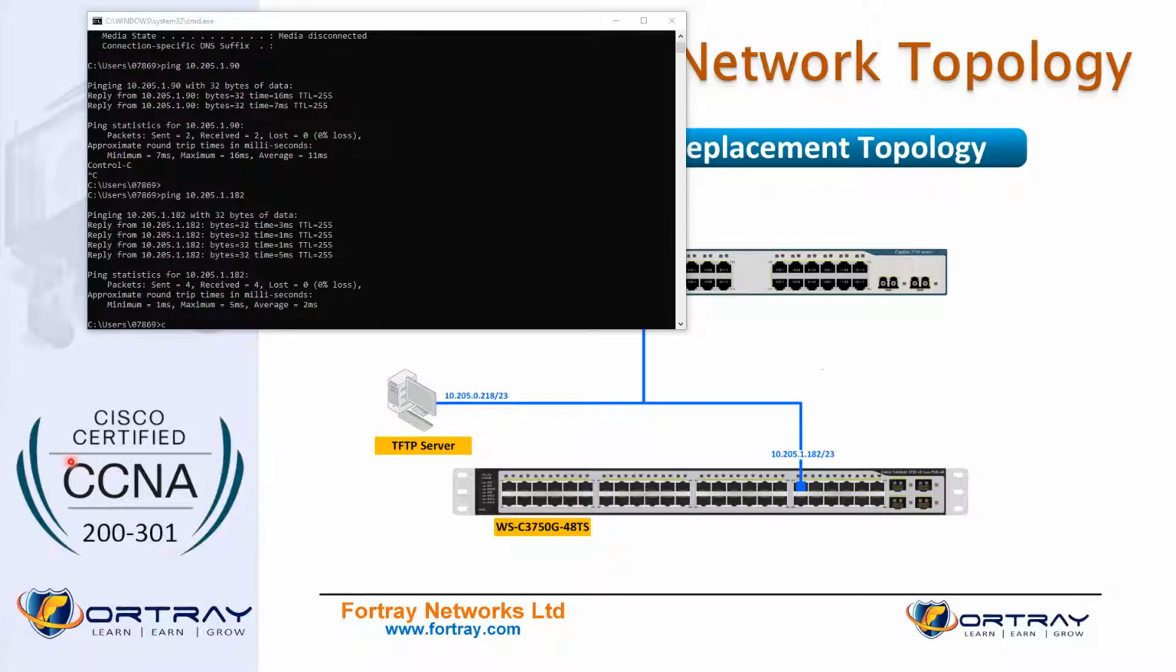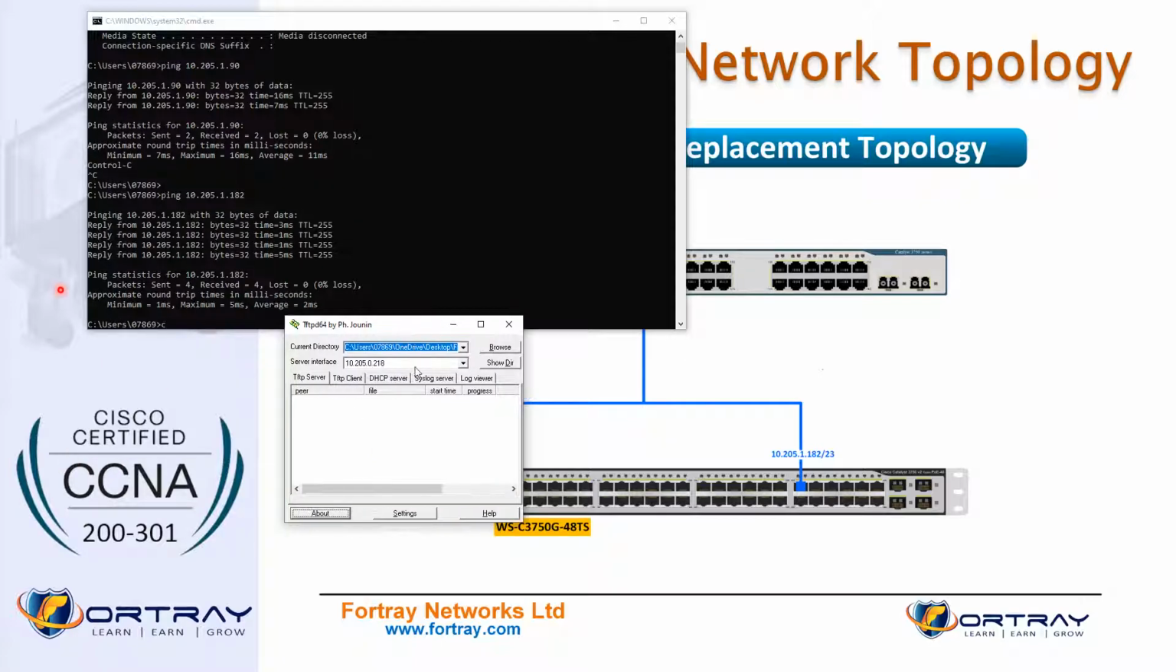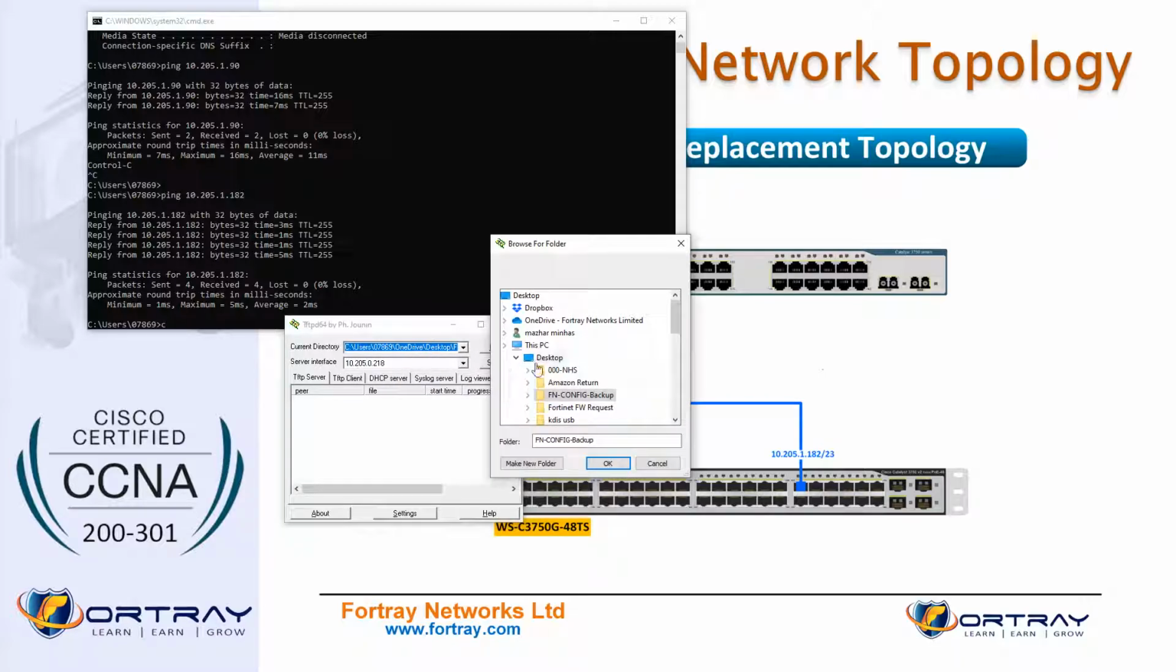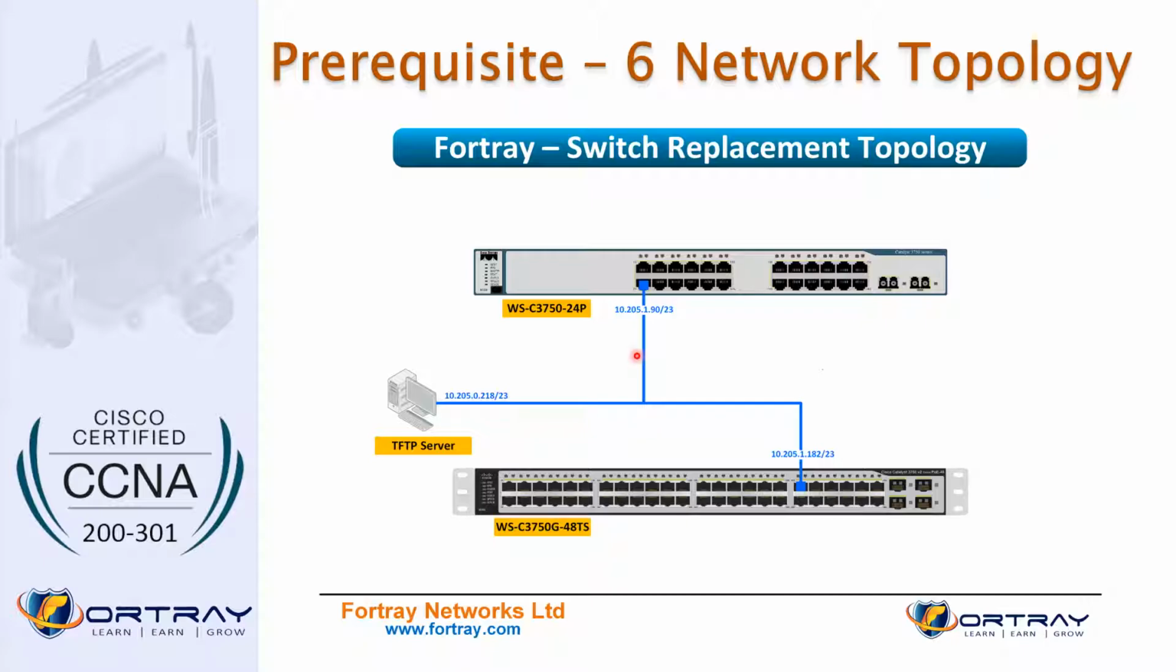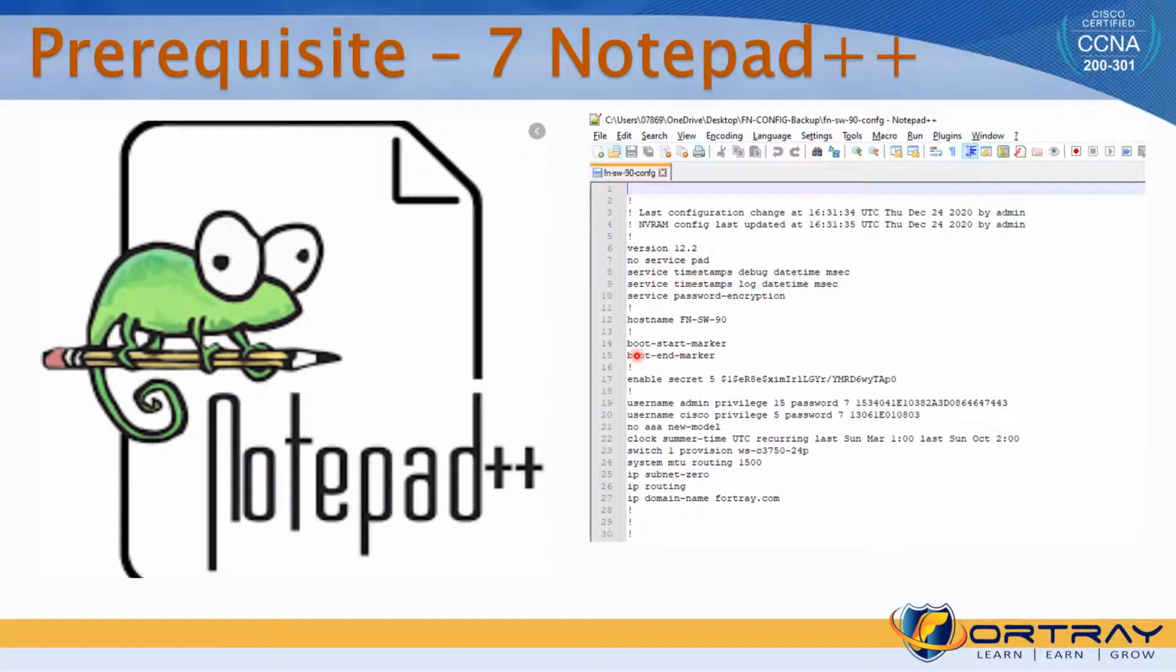I have also installed the TFTP server on my machine. As you can see, we have multiple IPs, but we are using the 10.205 IP to communicate with the switch. We are also using one of the configuration folders on our desktop, making sure the configuration backup can be saved here. So this is the network topology. After that, we can use Notepad Plus, which is optional, so you can modify any configuration later on.